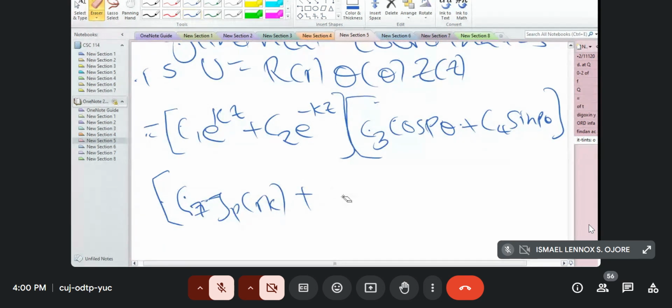Calvin, which method did you use to solve the Bessel differential equation? Our series. This is not J. Are you guys familiar, or you guys need a quick refreshing? I don't know. Plus C8 Y_p of rk.